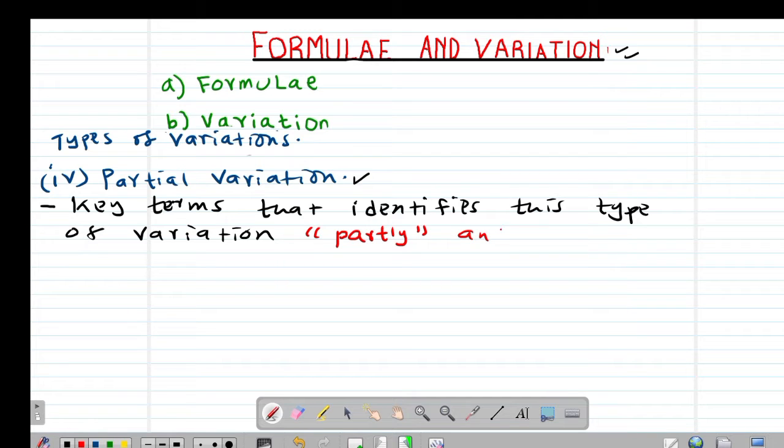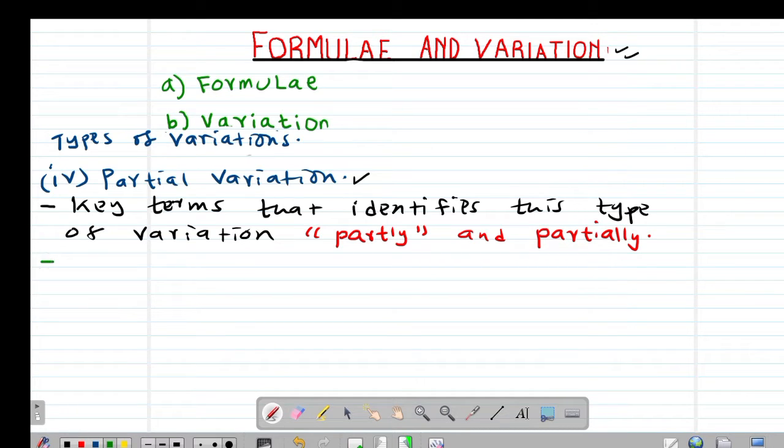The other key term that you should look for is the word partially. They can sometimes use the word partially. So you can be told that a certain quantity is partly constant or partially varies as another given term. So those are the key terms that you need to look for.